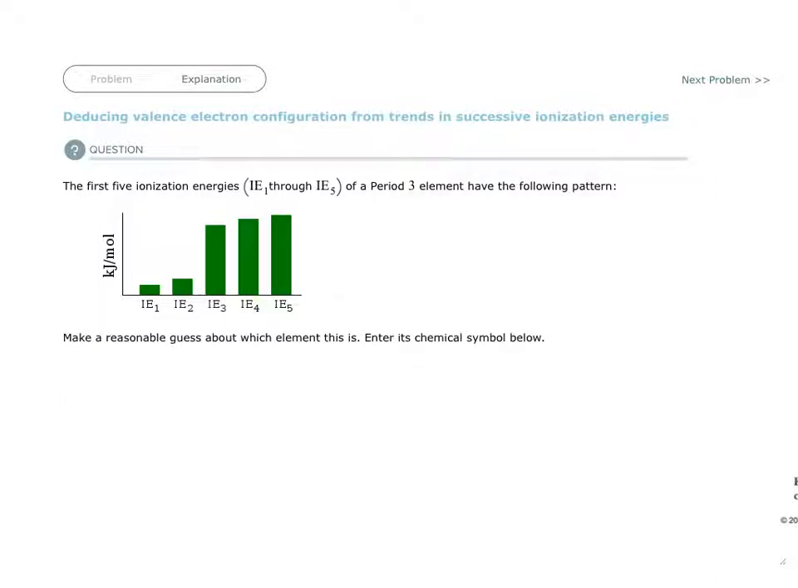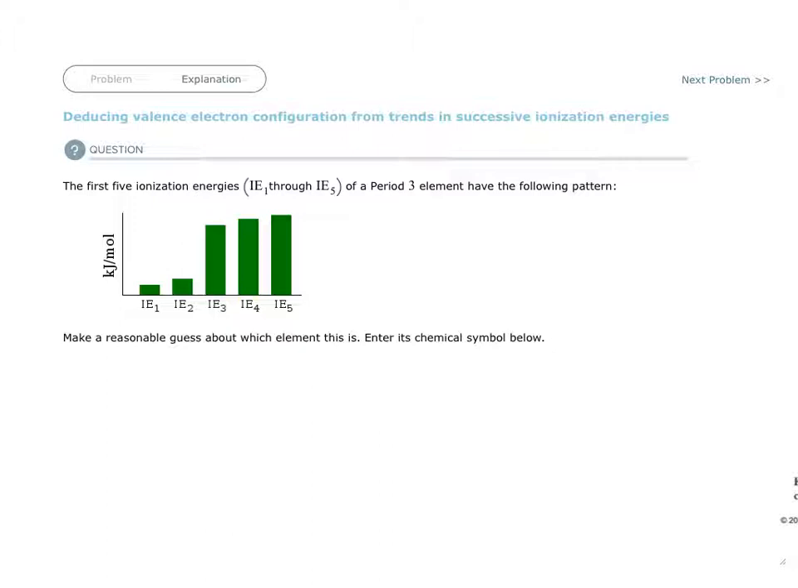Welcome back. This is an ALEKS training video on deducing valence electron configuration from trends in successive ionization energies. Remember, an ionization energy is the amount of energy you have to put into a neutral atom in order to get it to turn into a cation, or to rip off one of its electrons.